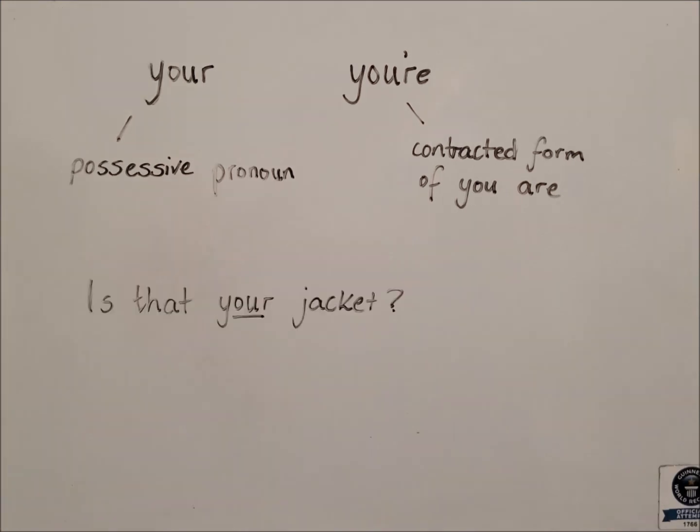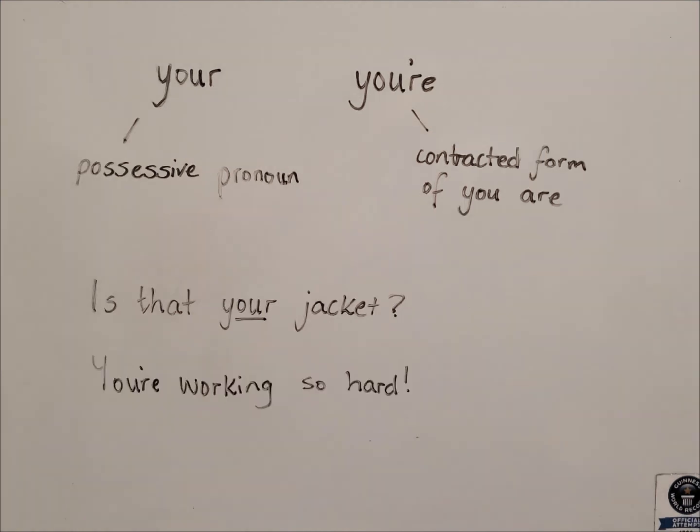Some examples: is that your jacket? The jacket belongs to you, so we use the possessive pronoun your. You're working so hard. That means you are working so hard, so we can use the contracted form and we can put that apostrophe in the word as well.